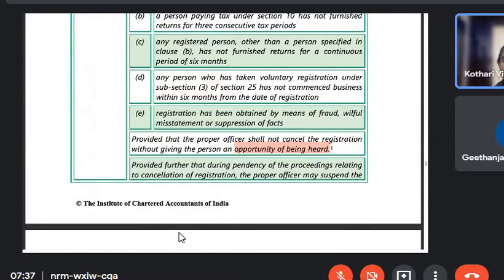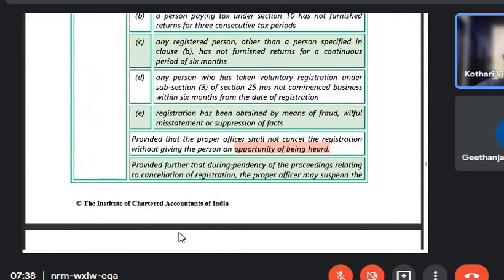So the proper officer, when he cancels, will issue a notice to you stating that he is cancelling the registration. And in that he will ask why he should not cancel. Give me the reason, I am cancelling for this purpose. Why you should not cancel, you tell me. If he is satisfied with the answer, then he may not cancel it. If he is not satisfied, then he may cancel it. And if you don't reply to this letter, then he may also cancel it.